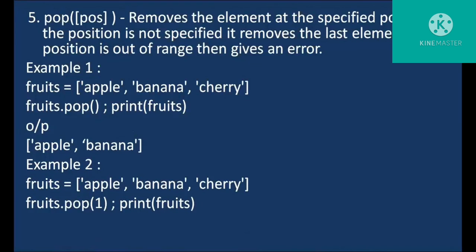The current list, what is the last element? Cherry. So this is the output: apple, banana. Now let me show the next example. fruit.pop(1), that means delete the element at index number 1. Banana gets deleted now. Okay, left with apple and cherry. Now clear? Let me talk about the other functions.